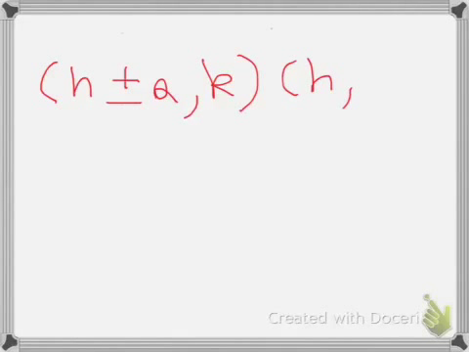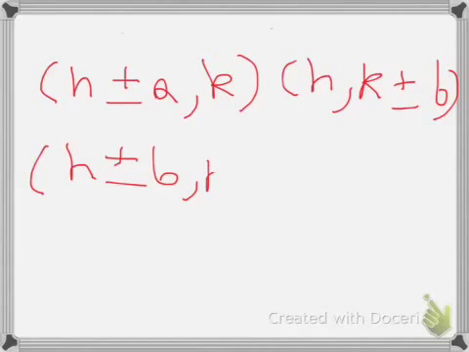On a horizontal ellipse, the vertices are at H plus or minus A, K, and at H, K plus or minus B. On a vertical ellipse, they are at H plus or minus B, K, and H, K plus or minus A.